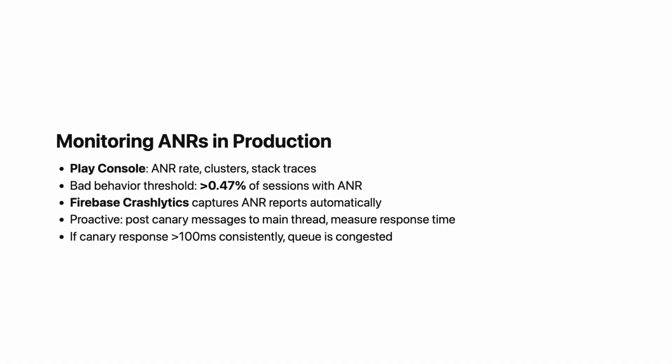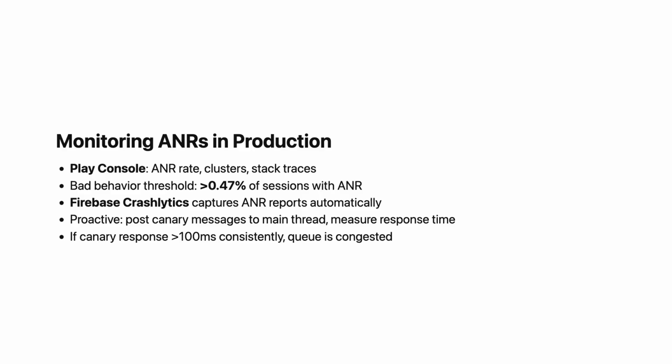In development, you catch ANRs visually. Your app freezes, you notice. But in production, you need monitoring. The Play console shows your app's ANR rate and flags you if it exceeds thresholds. More than 0.47% of sessions with an ANR is considered bad behavior. Google Play Vitals will show you the ANR clusters, including the main thread stack traces grouped by similarity. Crash reporting tools like Firebase Crashlytics also capture ANR reports.